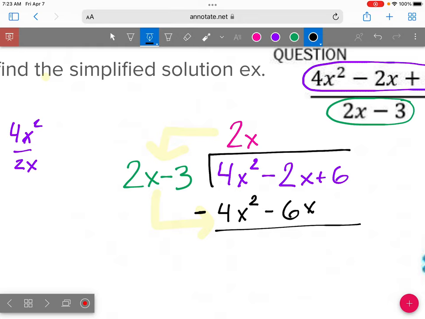4x squared minus 4x squared gives us 0x squared. So that's exactly what we want. If this is not 0, we did it wrong, because that should cancel out. This is where we need to be extra careful, because we have minus 2x minus negative 6x. So we wind up with a positive 4x. And then just like we did with the 7 on the bell work, we're going to drop down that plus 6.